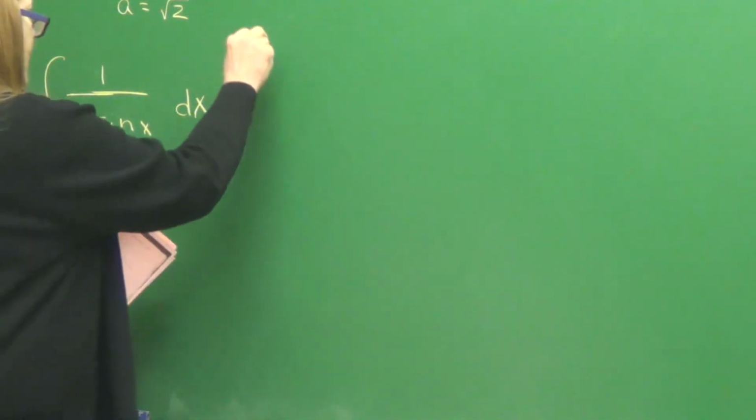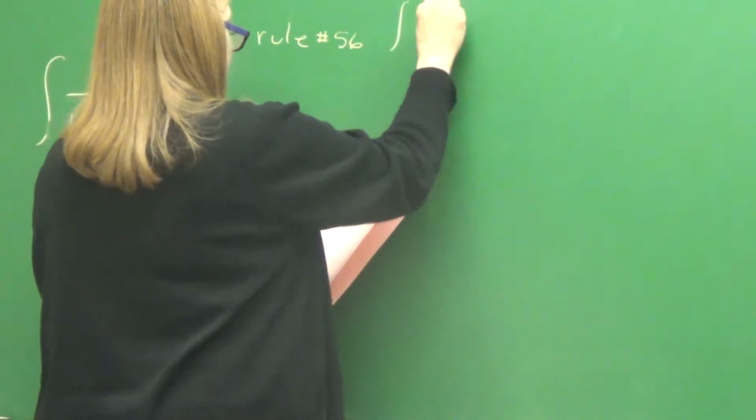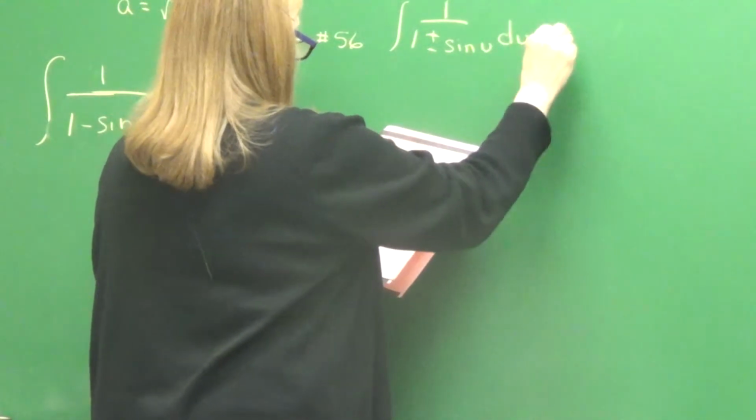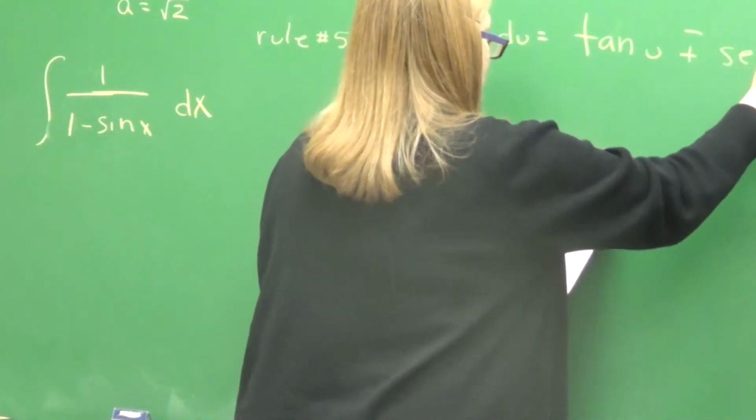So look, Aaron, on the next to the last page, and see if you can find an integral under the part that says sine and cosine. Which rule number looks like this problem? Is it 56? It is. So I'm going to write down the rules. Rule number 56 is 1 over 1 plus or minus sine u du, and it comes out tangent u minus or plus secant u plus c.